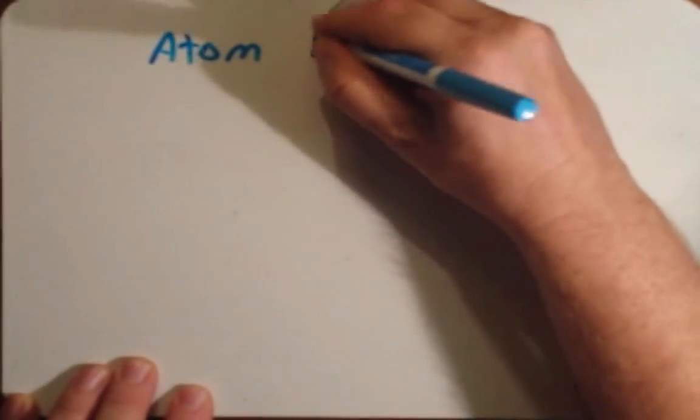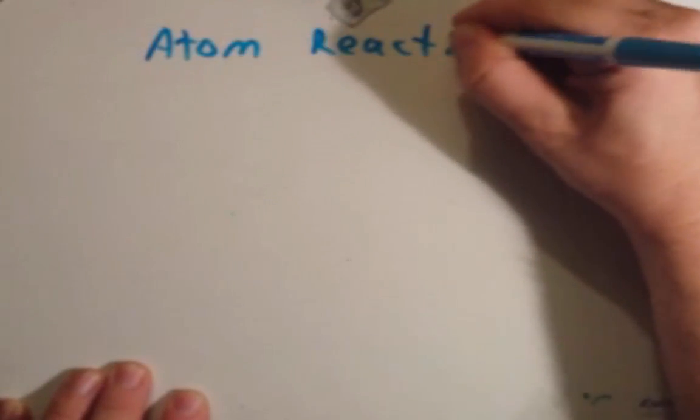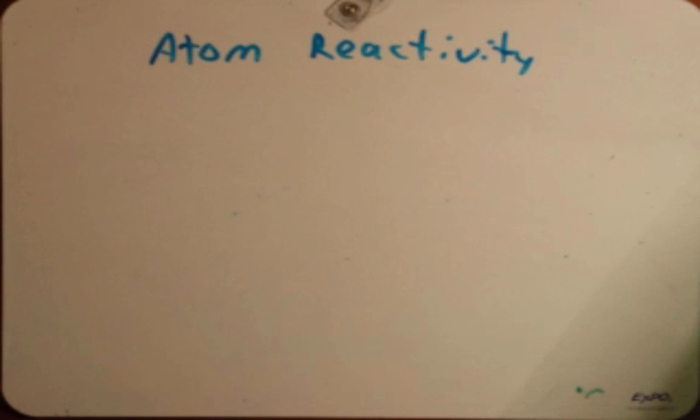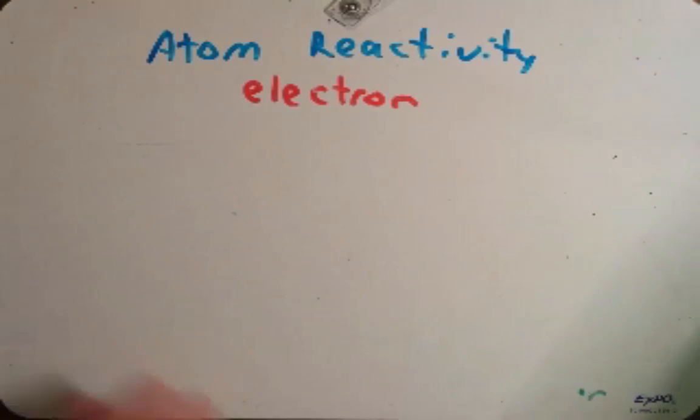Now, this first thing we're going to talk about, if you're looking at your note-taking guide, it actually turns out to be part of Objective 1, but it's a nice introduction to what we're going to talk about here, and that is talking about atom reactivity. The single most important part of the atom for reacting with other atoms is the electron.